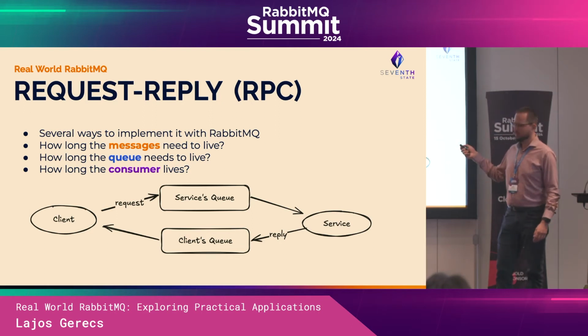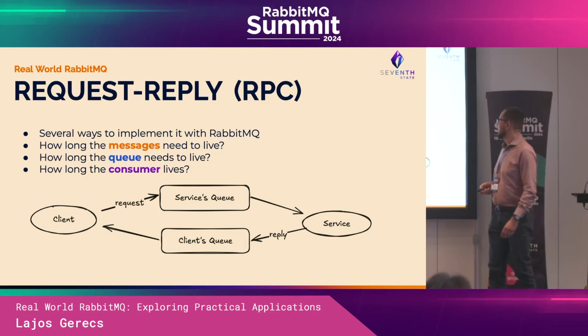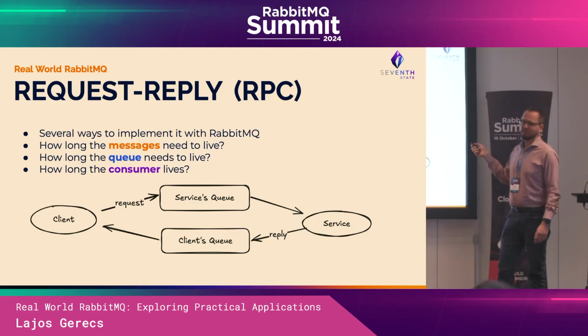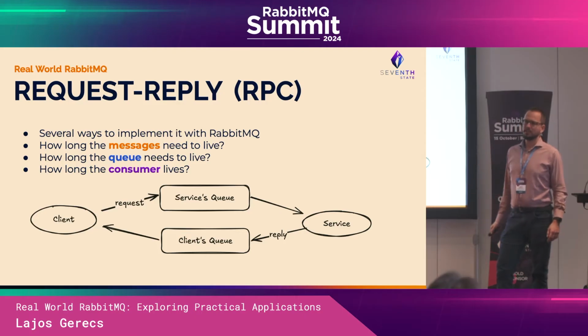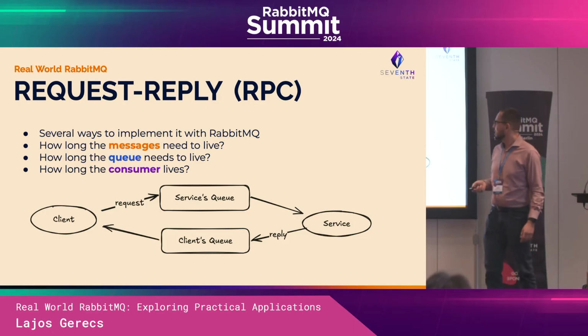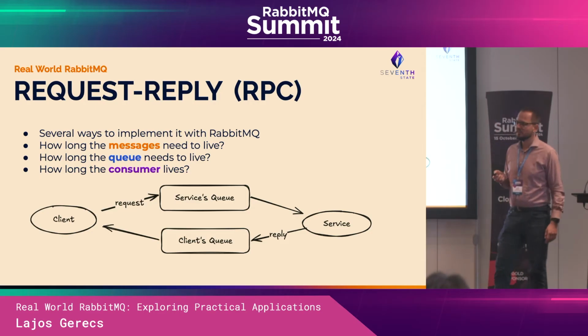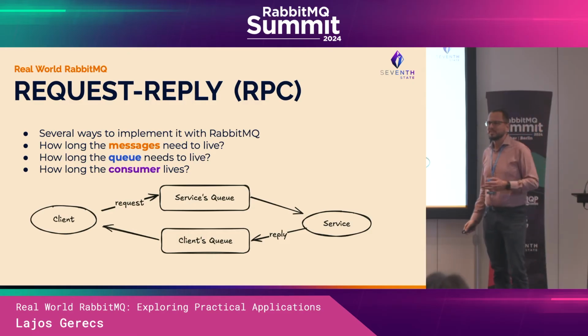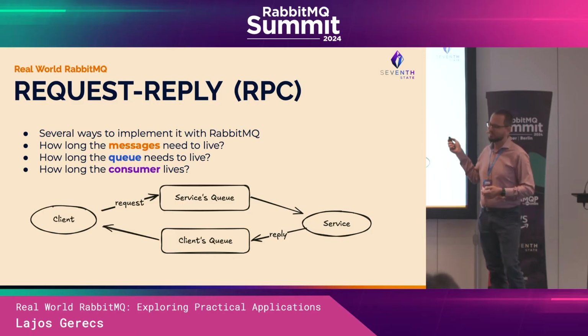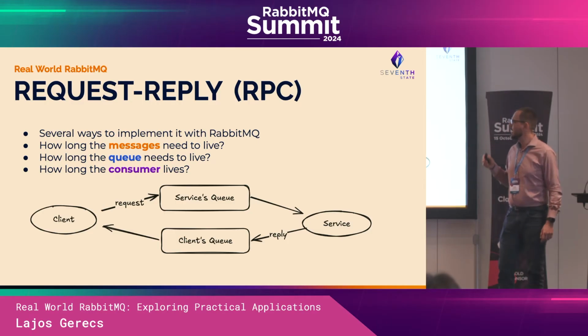Now you can see here that there are two queues involved in this setup, one for the service and one for the client. Right? And RabbitMQ gives us multiple ways to implement this kind of architecture. What we need to think about is how long the messages need to live in general. I think you would be surprised that in many life-critical scenarios, the messages actually don't live very long inside RabbitMQ, even though the messages themselves are very important.